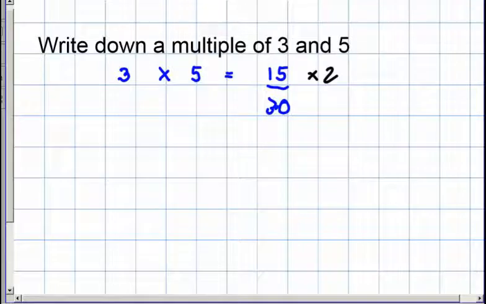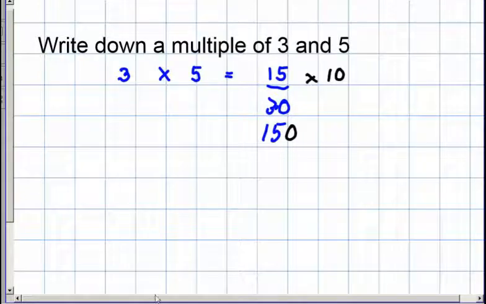So if I was asked for yet another multiple of 3 and 5, not 15 and not 30, instead of multiplying 15 by 2, I can multiply it by another number. Here you go, I'm going to multiply it by 10. Why did I choose a big number like that? Because multiplying by 10 is easy. You just add a 0. So there you go. That's how you can write down a multiple of 2 numbers. I'll leave you to work out how you could possibly work out a multiple of 3 or even more numbers.